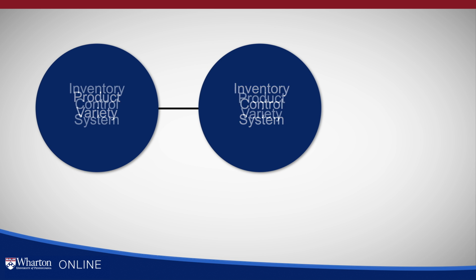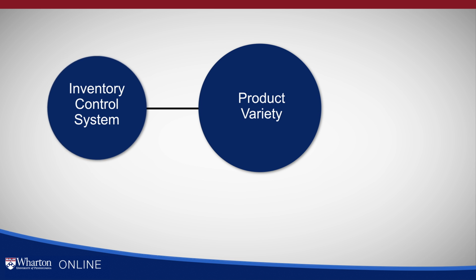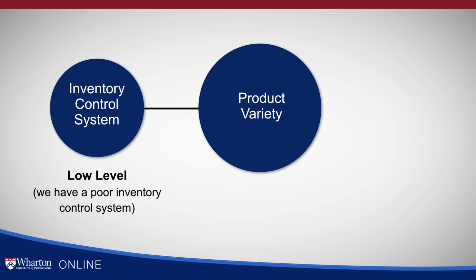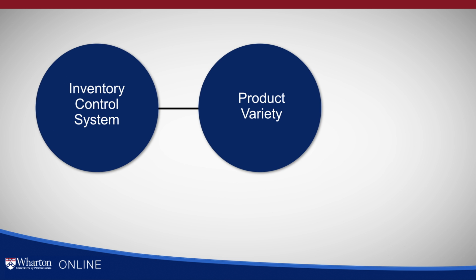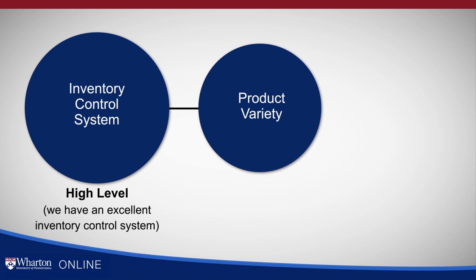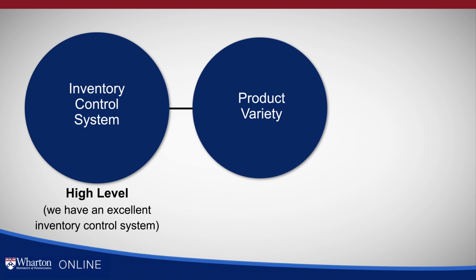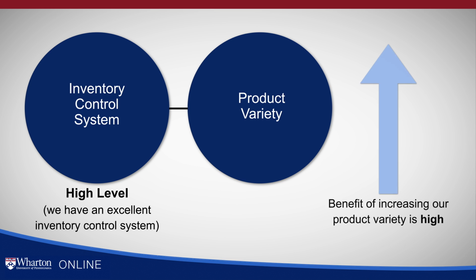Now let's do it the other way around. Now let's say we have a very poor inventory control system. What is now the marginal benefit of increasing our product variety? Well, given that we have a hard time keeping track of our inventory, increasing product variety is probably not such a good thing, so the benefit of that is relatively low. Now compare that to the case where we have a really excellent inventory control system. Now what's the marginal benefit of increasing the product variety? Now it's much larger. So again, we've shown, right, that the marginal benefit of one increases in the level of the other.